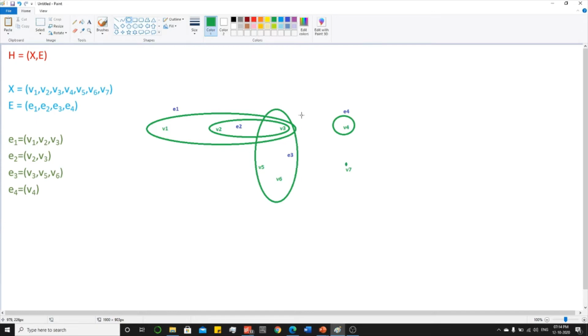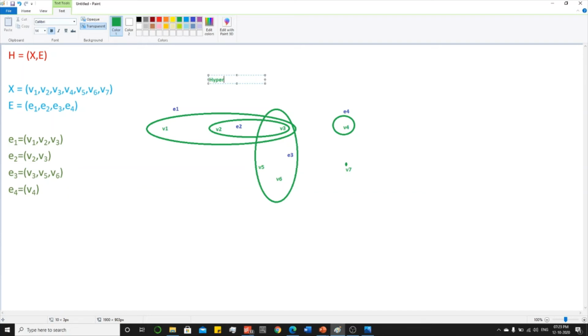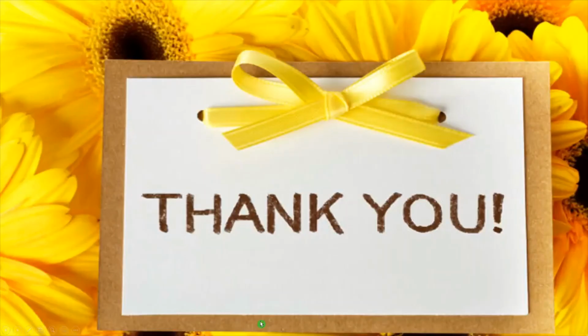Okay. So this is the hypergraph for these vertices. This is the hypergraph for the 7 vertices and 4 edges. So this is how we have to draw any hypergraph for given vertices and edges. Thank you.